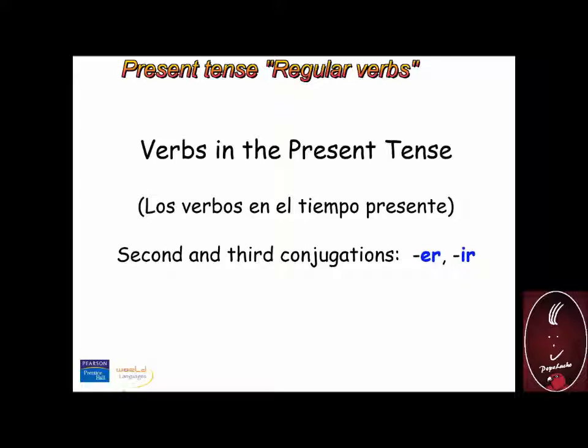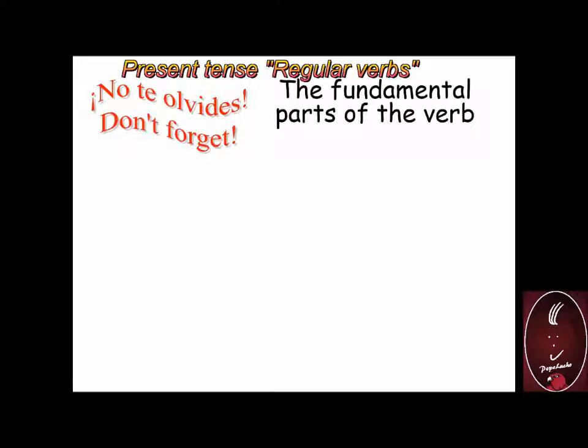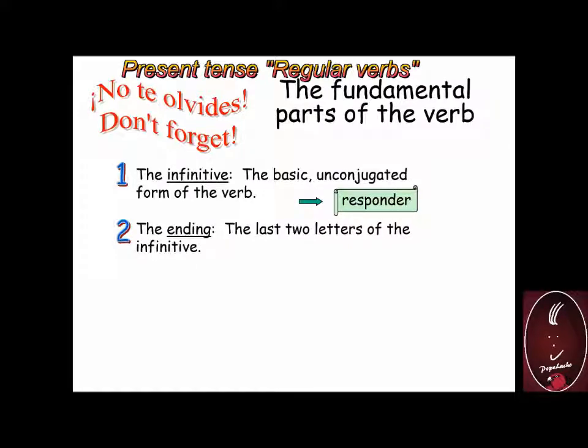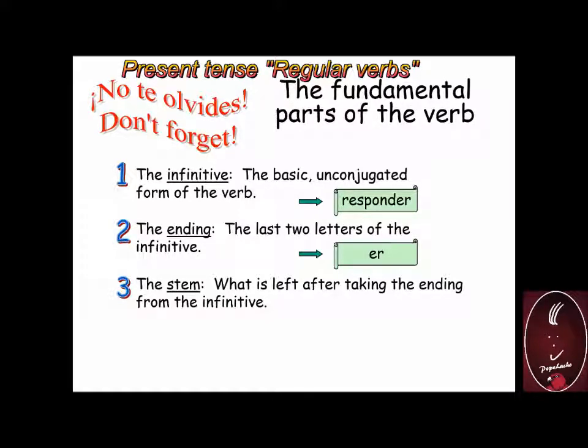Let's review the second group, ER and then IR verbs. Quick review of those fundamental parts of the verbs. First, the infinitive form of the verb. Second, the ending, the last two letters of the infinitive form of the verb. And third, after we drop the ending, what is left is the stem.